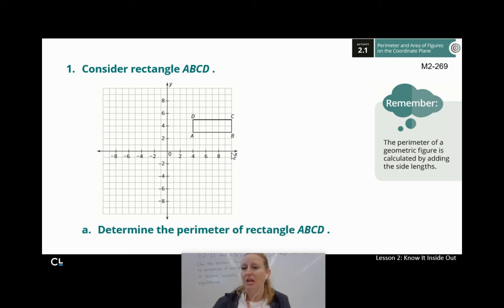You ready? So we said perimeter was length times width, sorry, double the length plus double the width. I'll get there. So real quick, let's figure out how long these are.